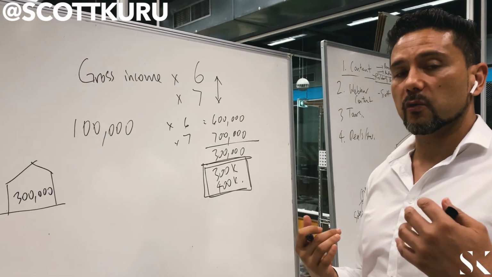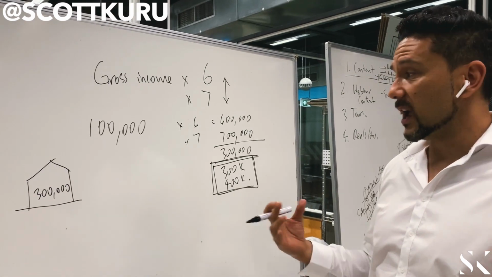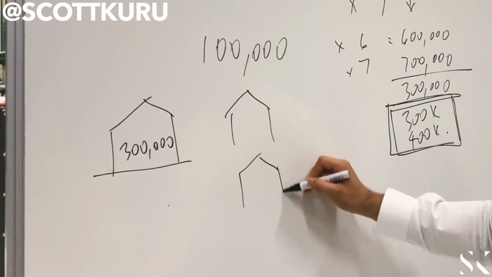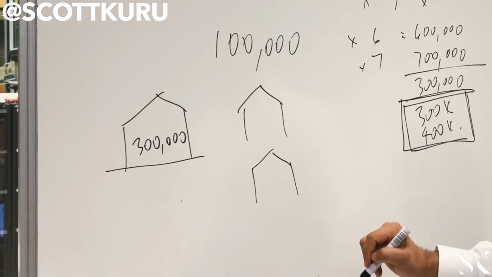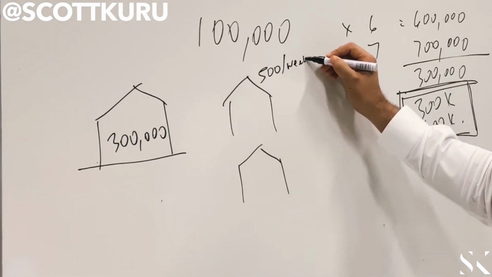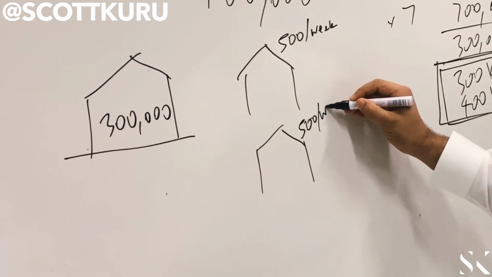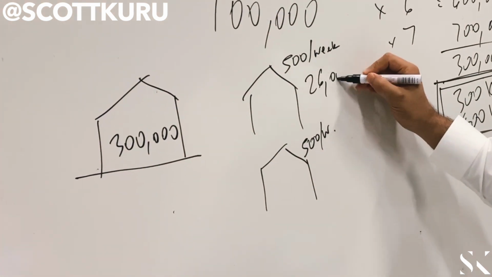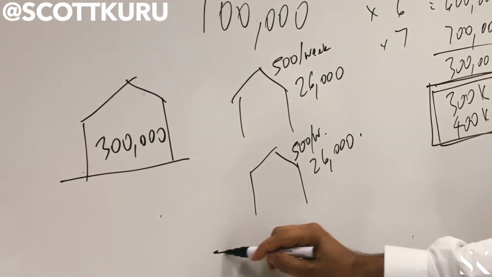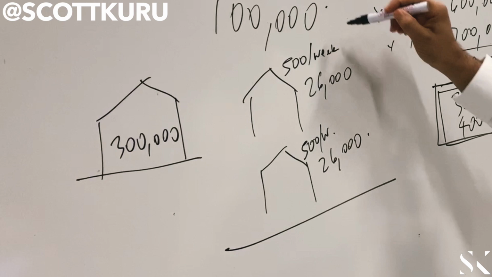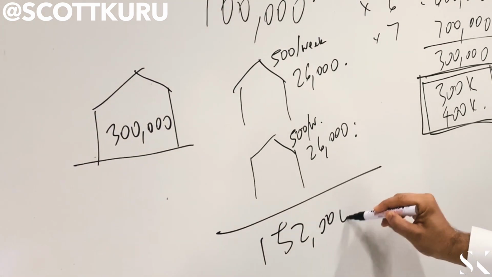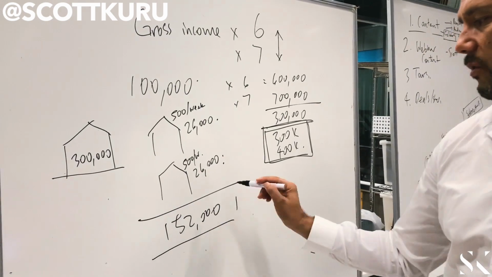Now, some of you are already on the journey of owning investment properties or have other sources of income. So how do you factor that in? Let's say you've got 2 investment properties. Let's say the rent that you're getting on each property is $500 a week for each one. That's $26,000 a year. Okay, so what is your gross income? It's 100K plus 26,000 plus 26,000. That's 152,000. Okay, that's your gross income.